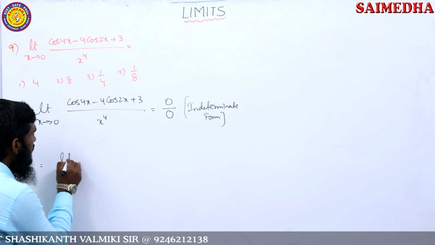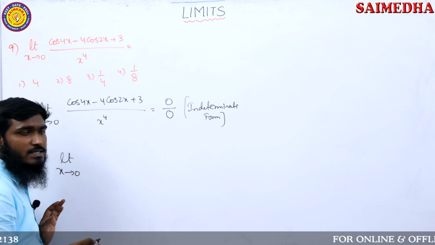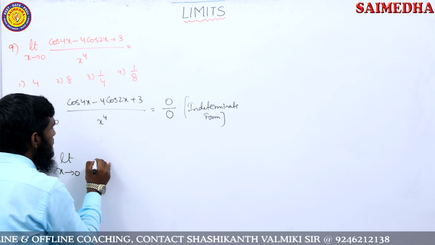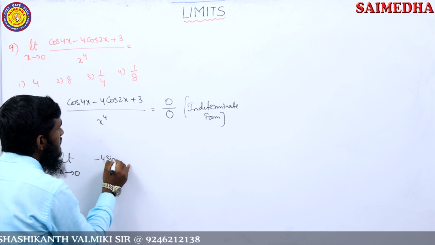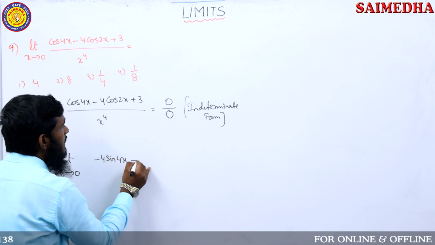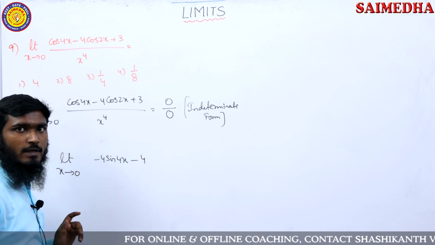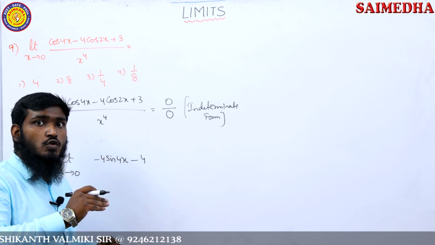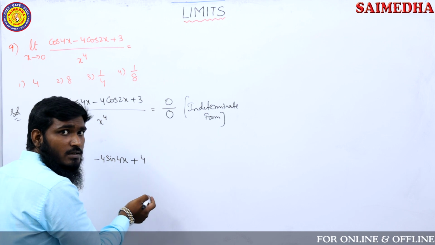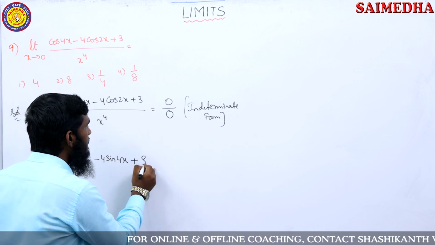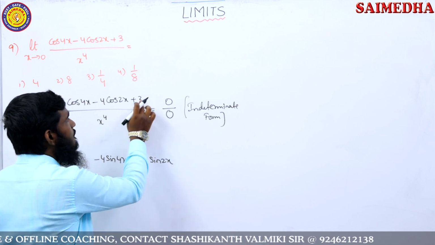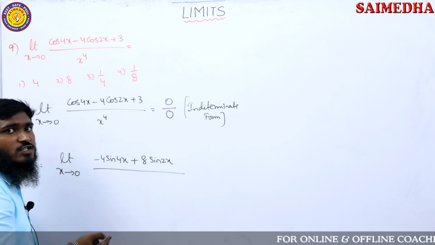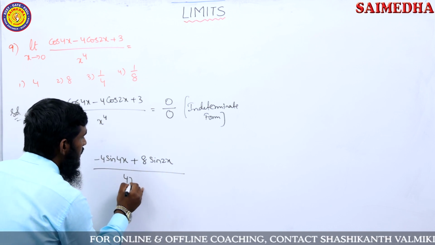So it is equal to limit x tends to 0, written as it is. Now differentiating cos 4x, what is the formula? It is minus 4 sine 4x, then this part minus 4 will be as it is. Now cos 2x means minus 2 sine 2x. So minus into minus is plus, again 2 we have, so 4 2s are 8 sine 2x. And differentiating the constant gives 0. Now divided by the derivative of x power 4, d by dx of x power 4, which is 4x cube.